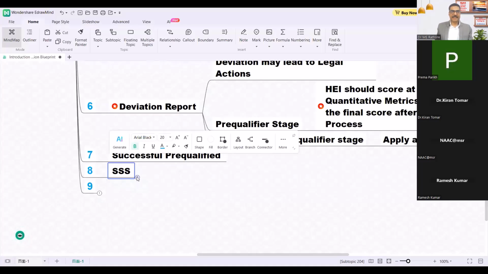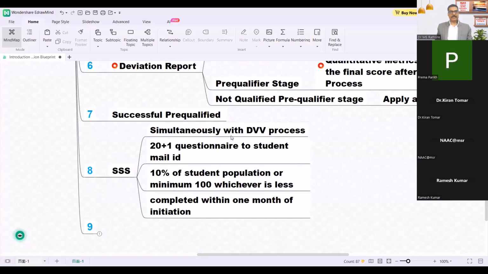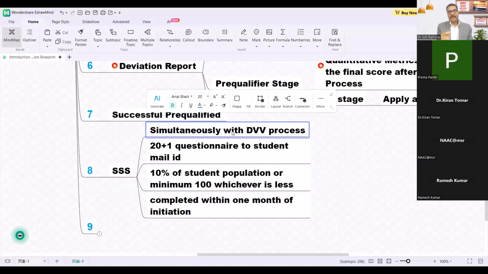Now, what is this SSS? SSS would be conducted simultaneously while the DVV process is going on, and the student satisfaction survey, in general for affiliated institutions, carries 60 marks.